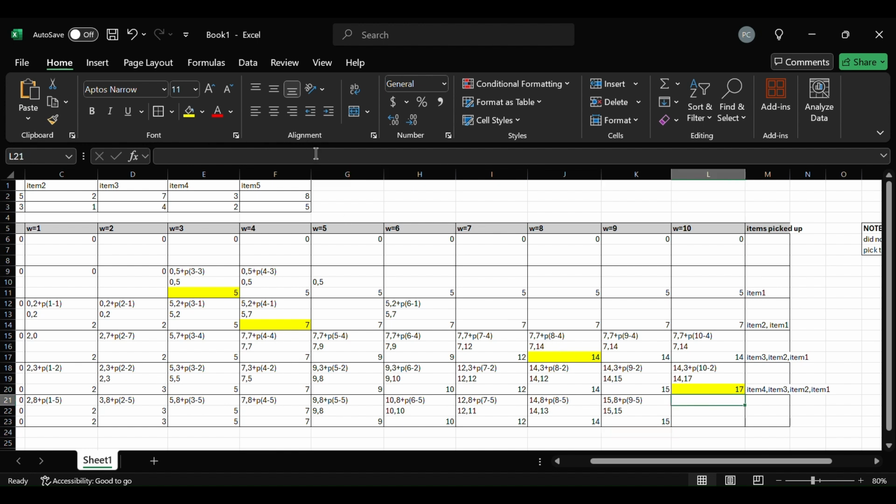And this last one, 17 or 8 plus P of 10 minus 5. So that's 8 plus P of 5. Go up, go to P of 5. So that's 8 plus 9. And that will be 17. Right? So here, 17.